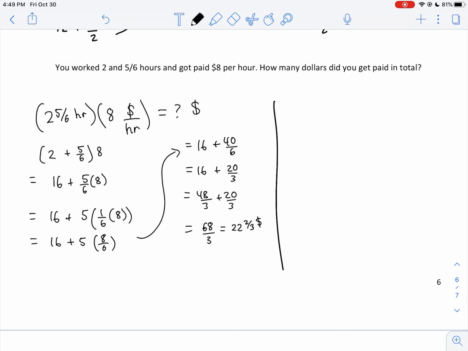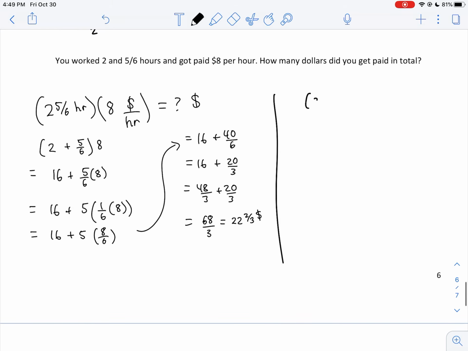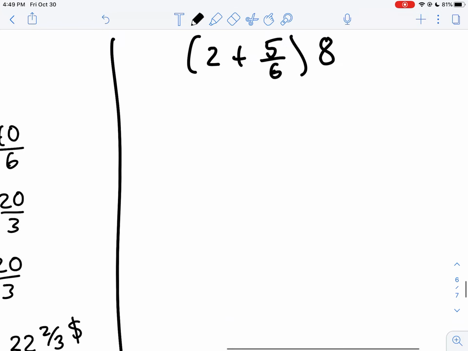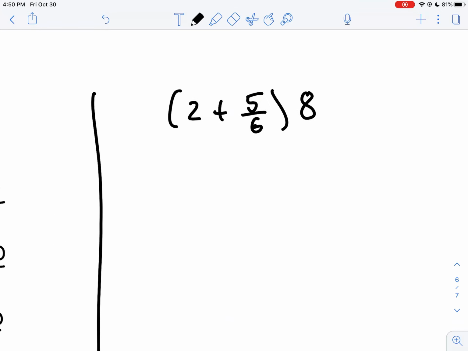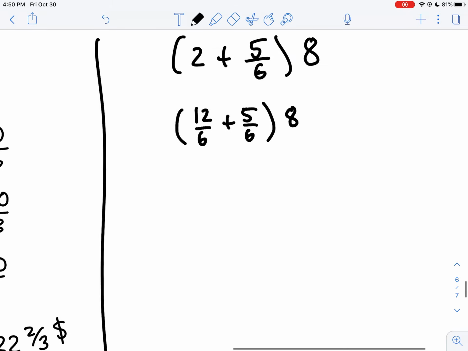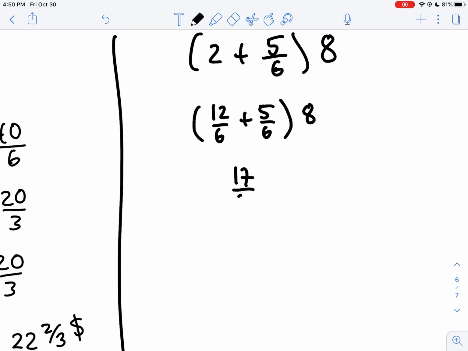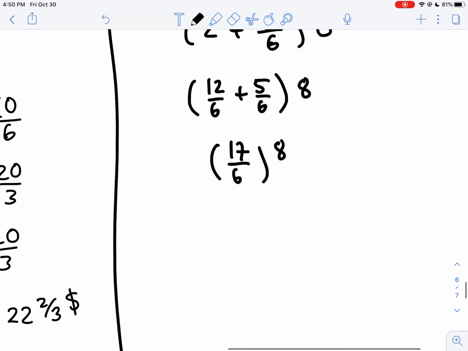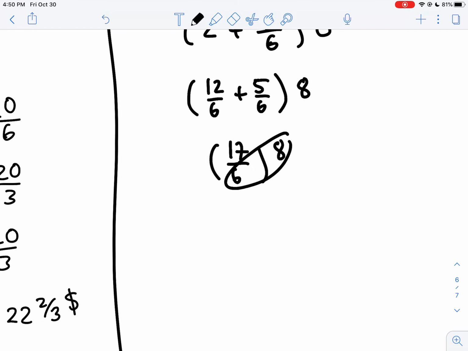Okay, another approach, similar to what we did above, is to combine the multiplier into a single fraction. So we have this 2 plus 5 sixths times 8 is what we're doing. So 2 and 5 sixths hours, well, that's the same thing as 12 sixths hours plus 5 sixths hours times $8 per hour. That's going to give us 17 sixths hours times $8 per hour.